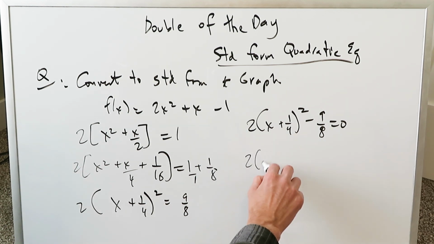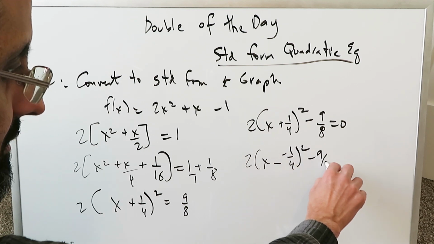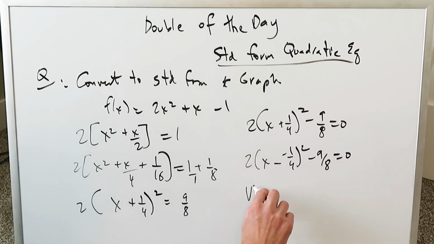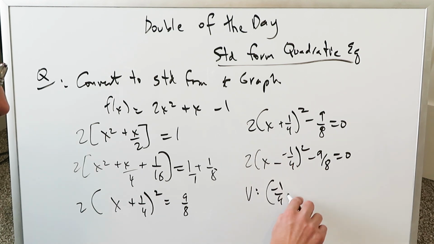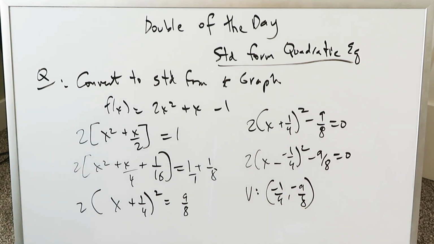You can, however, write it like this: x minus minus 1 over 4 whole squared minus 9 over 8 equals 0, and this will give you the vertex. The vertex over here is going to be minus 1 over 4 comma minus 9 over 8, and you're seeing that you have a shift towards the left and a shift down.